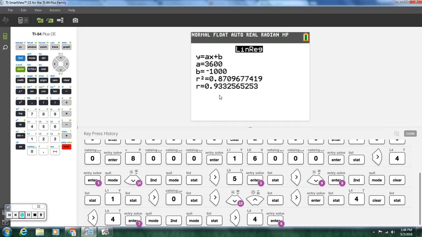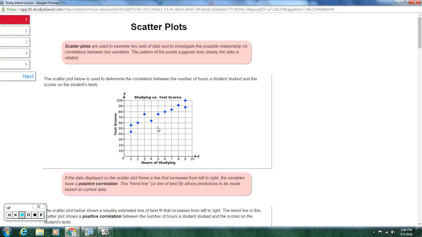From +1 to -1. So a +1 was a perfect positive correlation, a -1 was a perfect negative correlation. So going back to this, is this positive, negative, or no correlation? If we drew a line that tried to go through as many points as possible, it'd be positive. Let me see if I can draw a straight line. As the hours of studying increase, the test variable, what happens to your test scores?